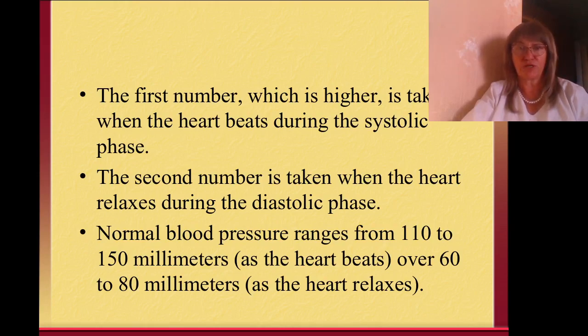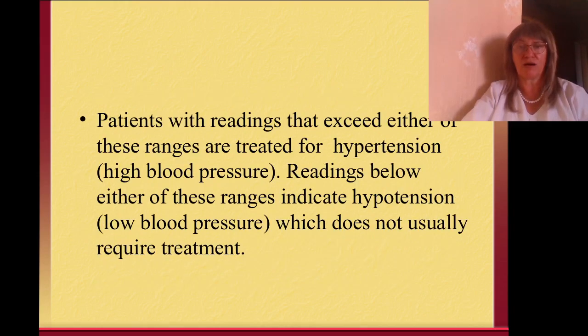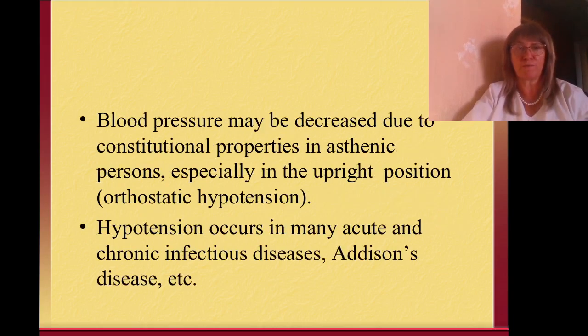Normal blood pressure ranges from 110 to 150 mm as the heart beats, over 60 to 80 mm as the heart relaxes. Patients with readings exceeding either of these ranges are treated for hypertension, high blood pressure. Readings below either of these ranges indicate hypotension, low blood pressure. This does not usually require treatment.